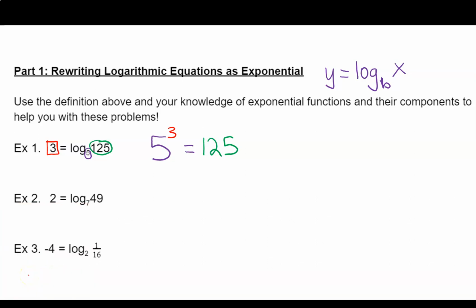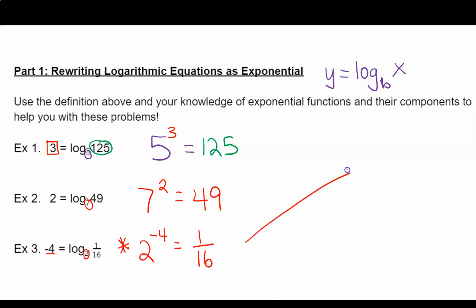So let's try another example. This one, I have a base of 7. I have an exponent that's going to be 2, and 7 squared is indeed 49. On the next one, I have a base of 2. My exponent's going to be -4, and I'm claiming that that's 1/16. Now let's review what we know about negative exponents. 2 to the -4 is the same thing as saying 1 over 2 to the 4th, and 2 to the 4th is just 16. So that's why that works out that way.